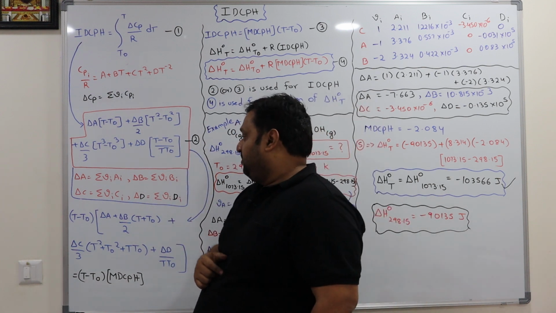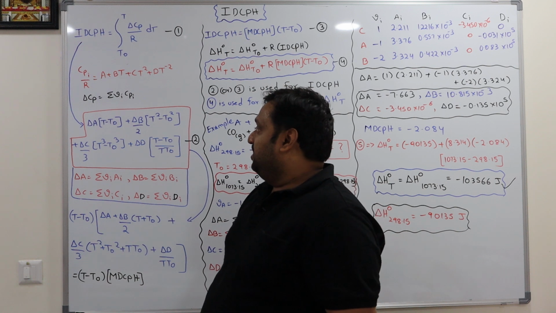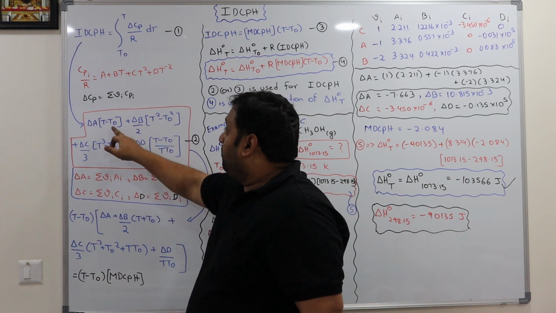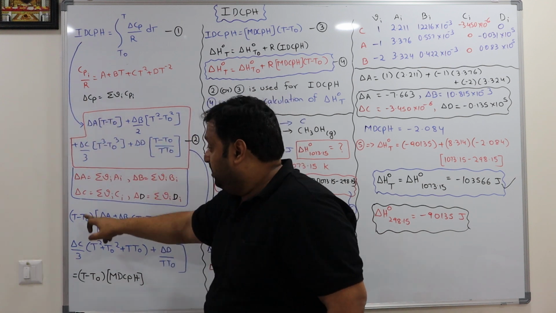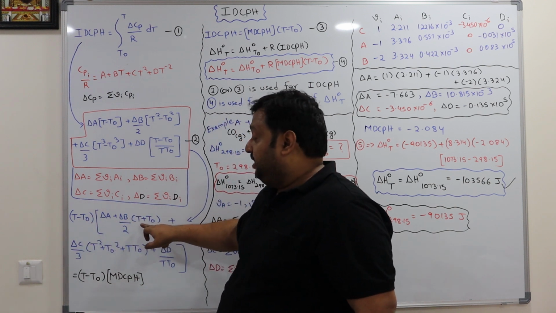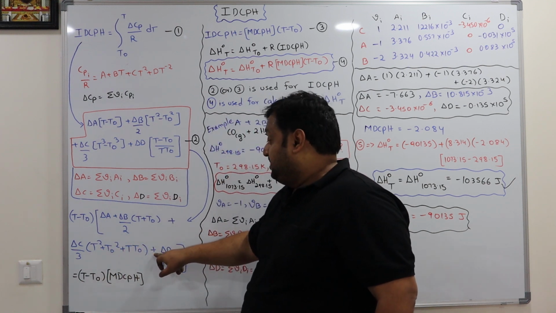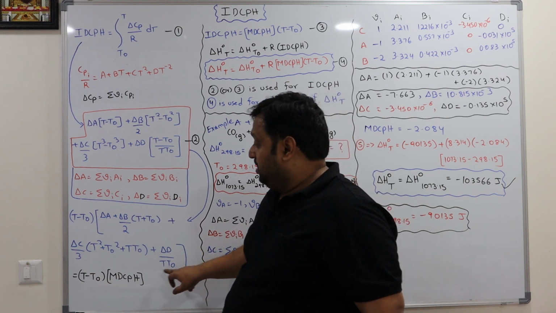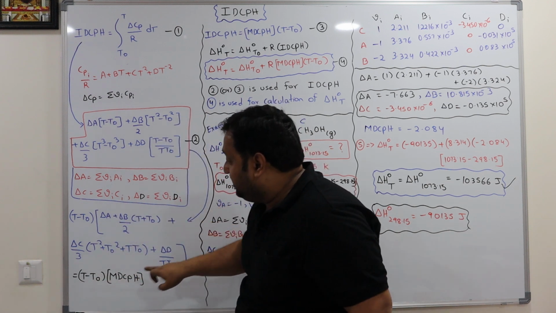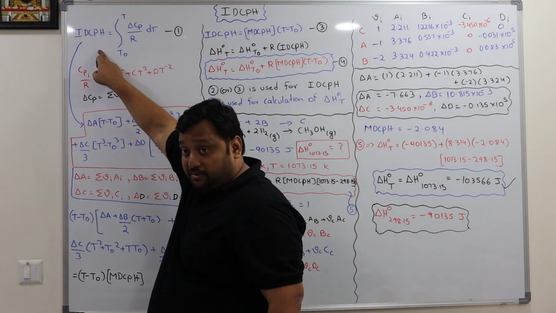Let us move ahead. If you know this term, that means you know IDCPH. In another form, if you take T minus T0 common in this term, then the remaining terms are delta A plus delta B by 2 into T plus T0, plus delta C by 3 into T square plus T0 square plus T T0, plus delta D by T into T0. That means if you have taken T minus T0 common, the remaining term in this bracket is denoted as MDCPH. This entire term is called IDCPH.